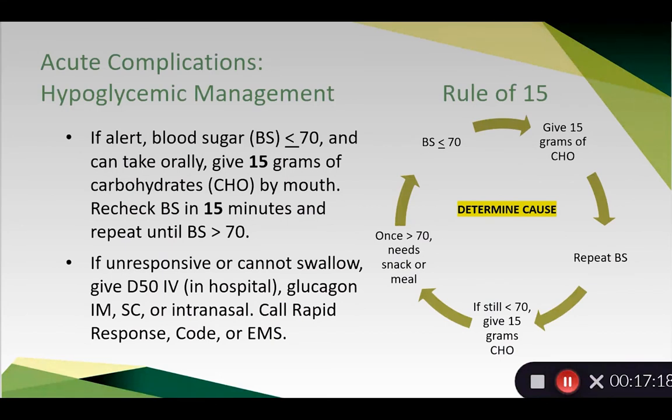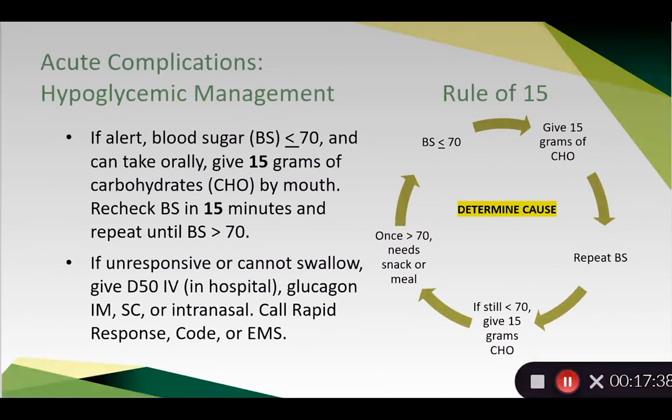And what I think is important over to the left-hand side is this. If the patient is alert and the blood sugar is less than or equal to 70, then they can take oral agents, meaning they can swallow without any difficulty, can converse with you, and you feel comfortable with that. Give them that 15 grams of carbohydrates by mouth, check their blood sugar in 15 minutes, following the cycle.